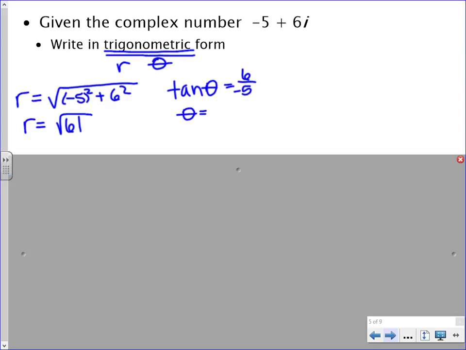What acute angle would that give us? 50.19. Okay. So I wrote the positive number because I like to think of it as a reference angle, right? So since we're in the second quadrant, we want 180 minus that reference angle, which means 129.81 degrees would be our actual angle.